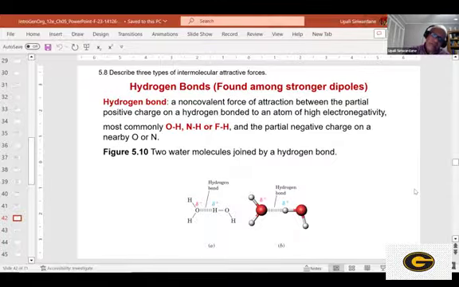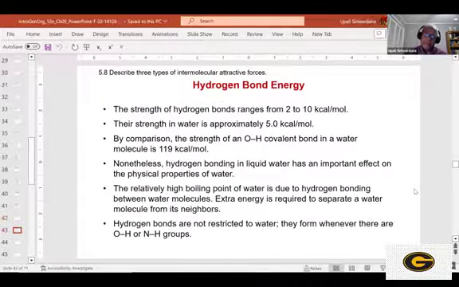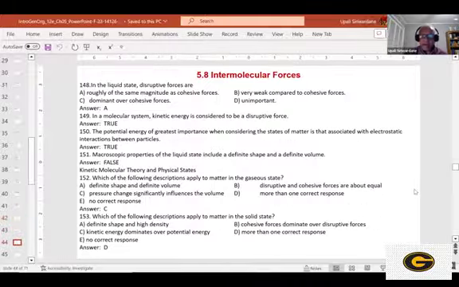There are 3 types of strong dipoles: O-H dipoles, N-H dipoles, and F-H dipoles, which are stronger and which are called hydrogen bonds. So you have to know what dipoles make hydrogen bonds. All other dipoles, except these 3, are dipole-dipole, weaker. Hydrogen bond energy is larger. So we ask questions about intermolecular forces based on these 3 classifications.